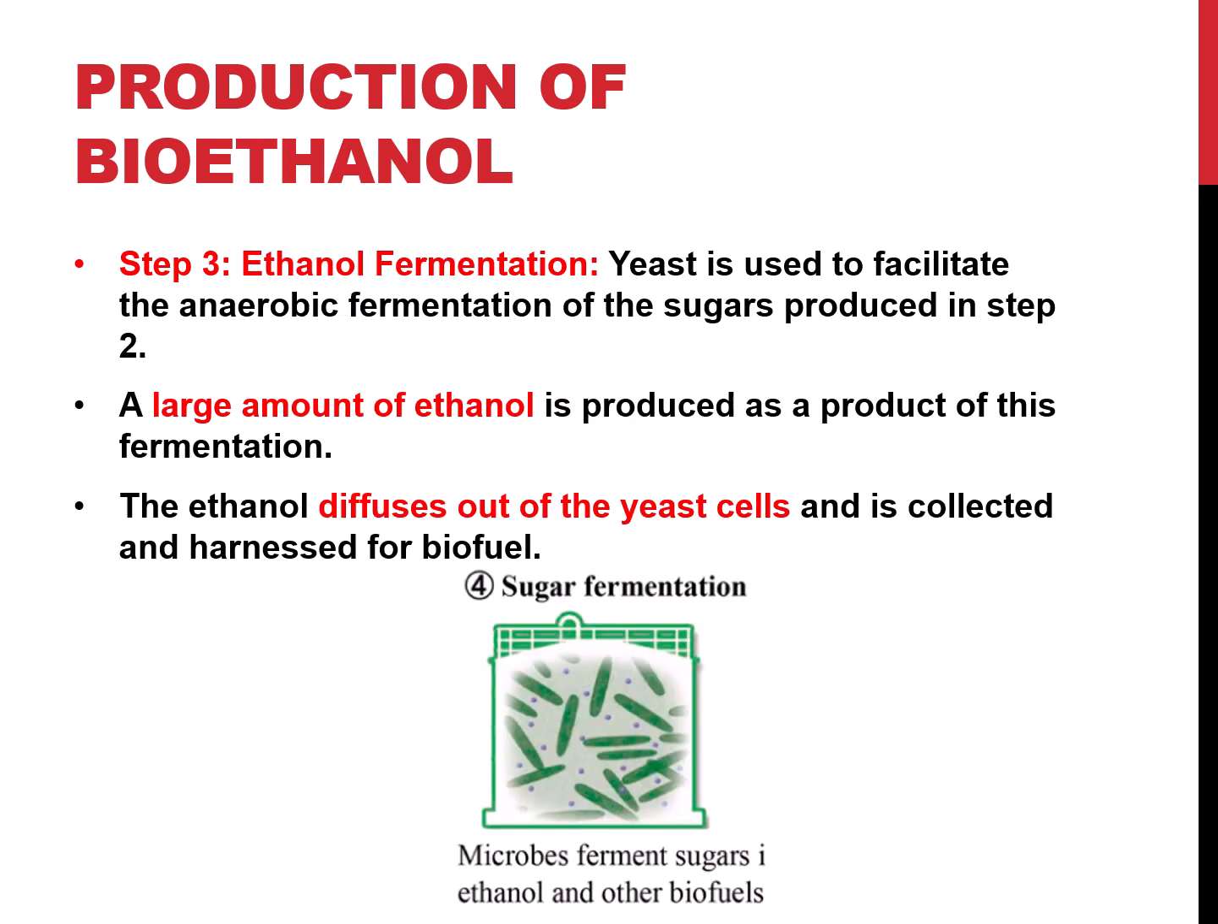Step 3, ethanol fermentation. Then the yeast is thrown in there and is used to facilitate the anaerobic fermentation of the sugars. A large amount of ethanol is produced as a product of this fermentation because of course yeast makes that ethanol, and of course carbon dioxide will also be another output or byproduct. The ethanol diffuses out of the yeast cells and is collected and harnessed for biofuel. That's probably the most important step because that's specifically what the dot point is, for the VCAA dot point. So just keep this one in mind.